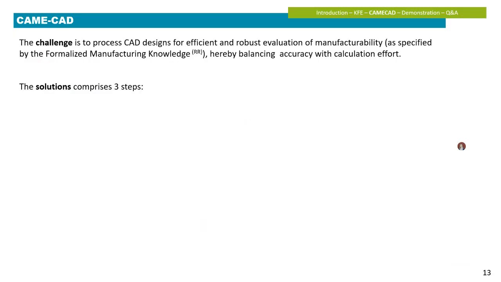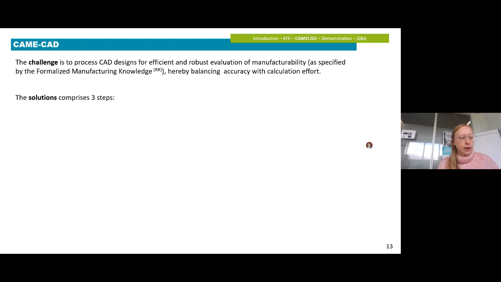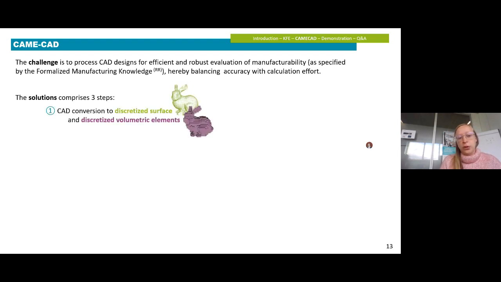Okay, so here we want to evaluate automatically the manufacturability of CAD designs efficiently and robustly, of course, by using the knowledge that was formalized with the KFE presented by Philippe. For this, we have developed 3 steps. A first one is to convert the CAD design to a discretized surface or volumetric elements on which we can actually evaluate all the rules.